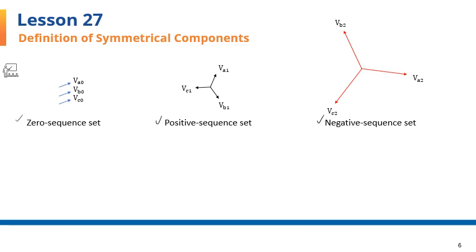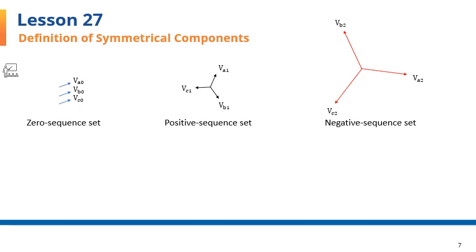Each set taken by itself is a symmetrical set, which is where the name symmetrical components comes from. Notice that the zero sequence set is identified with an index that has a 0 in it. Positive sequence set has number 1 in its indices, and the negative sequence set has number 2 in its indices. This numbering system for the three sequence sets is industry standard: 0 for zero sequence set, 1 for positive sequence set, and 2 for negative sequence set.